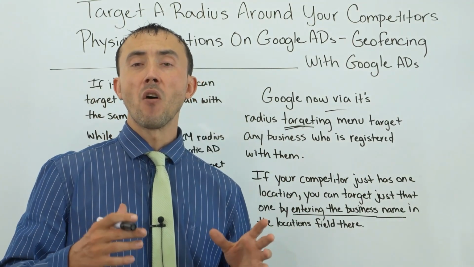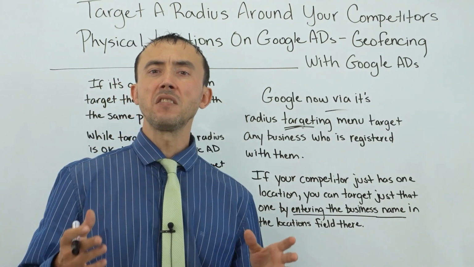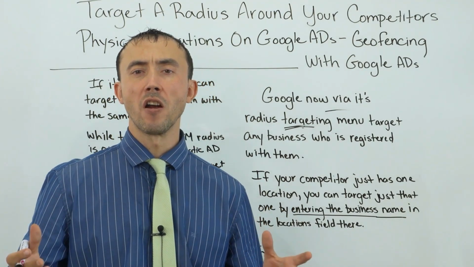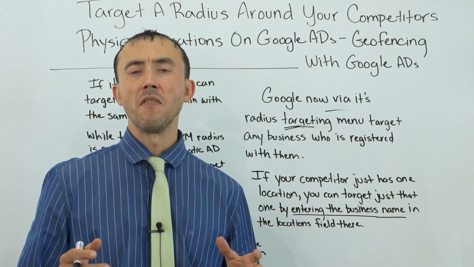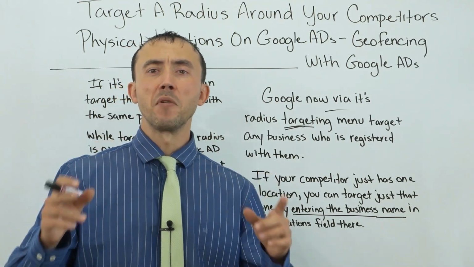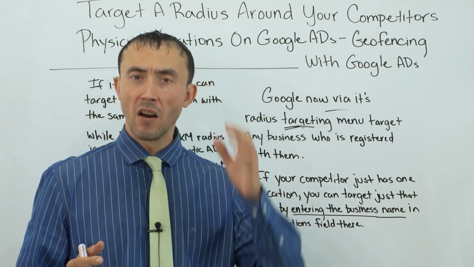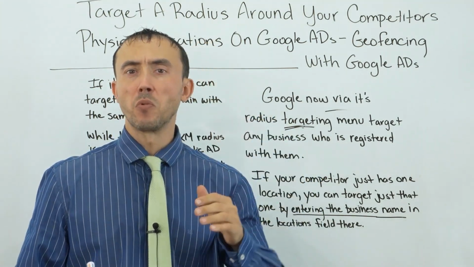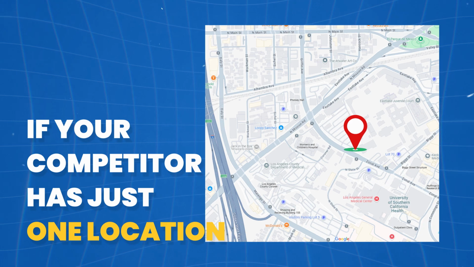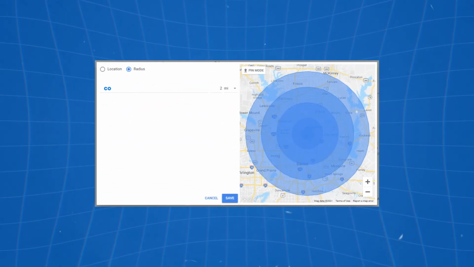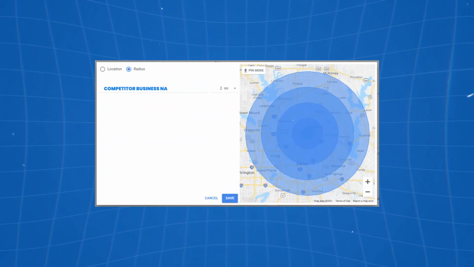That said, they also implemented this business-level targeting. So for instance, if you wanted to target your competitor's location and everybody who goes within a 1 kilometer radius around them, you can do that now, as long as they've set up a Google Business profile with Google. So if your competitor just has one location, you could target just that one location by entering the business name in the locations field.